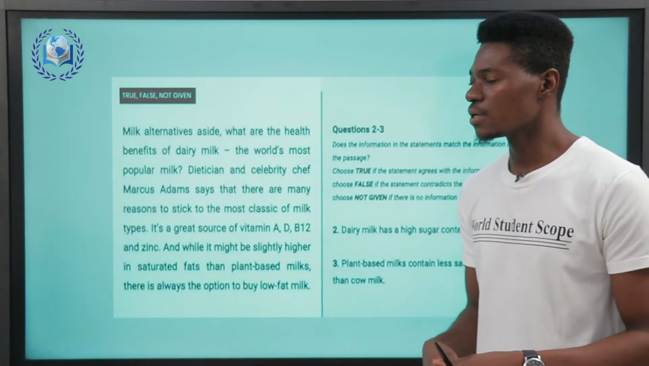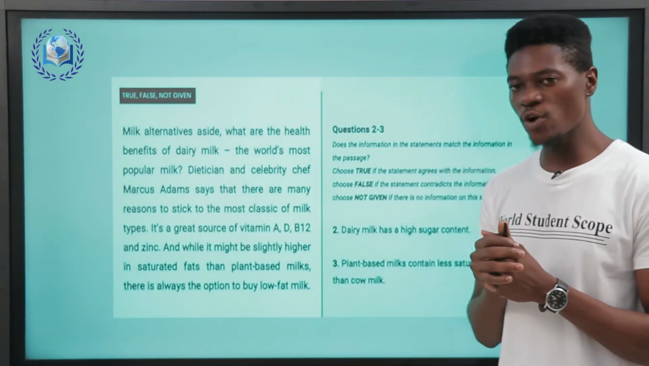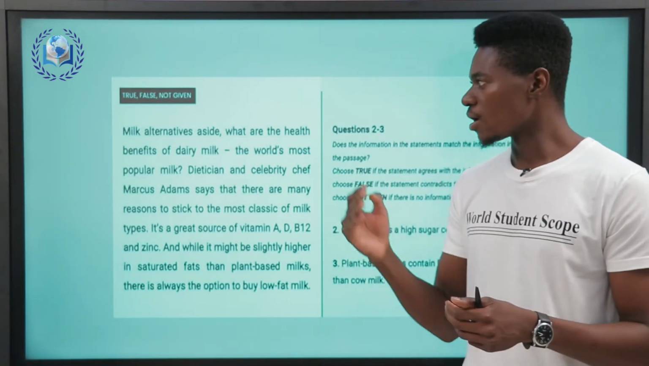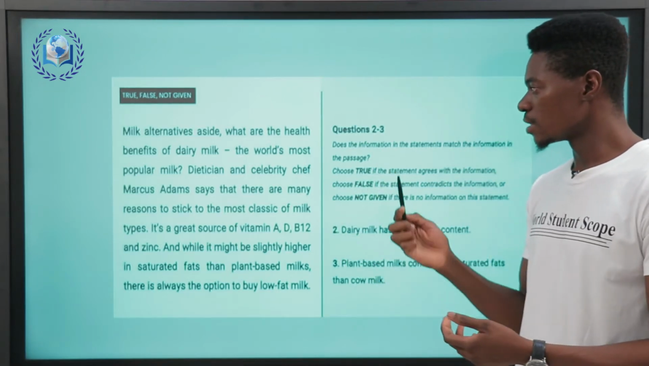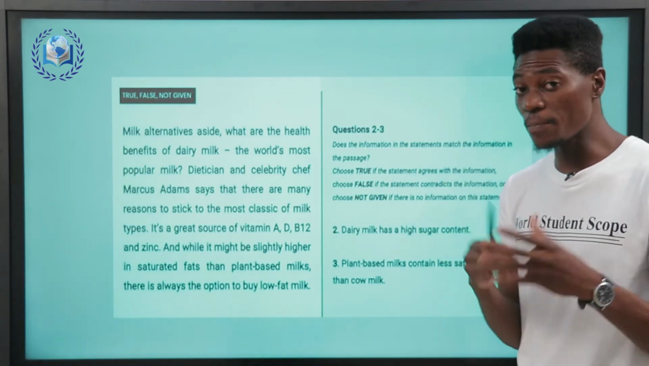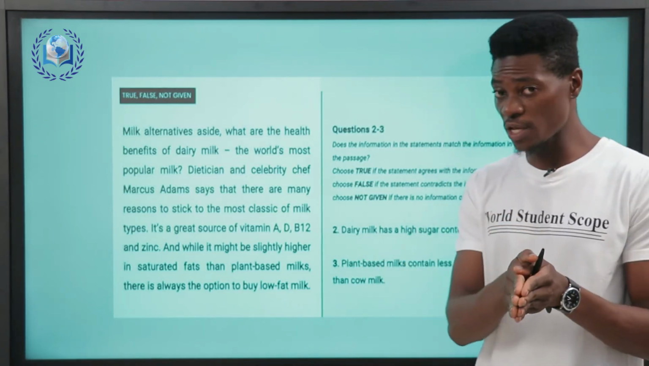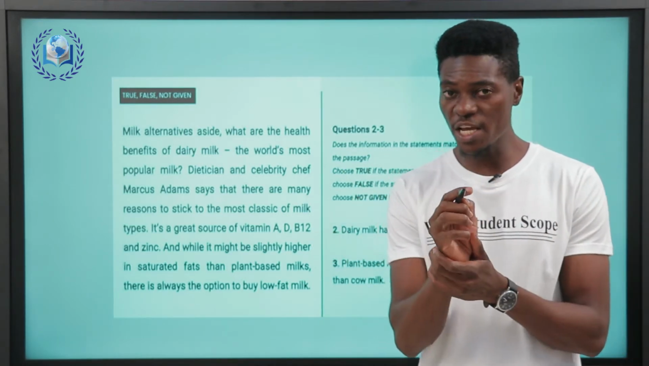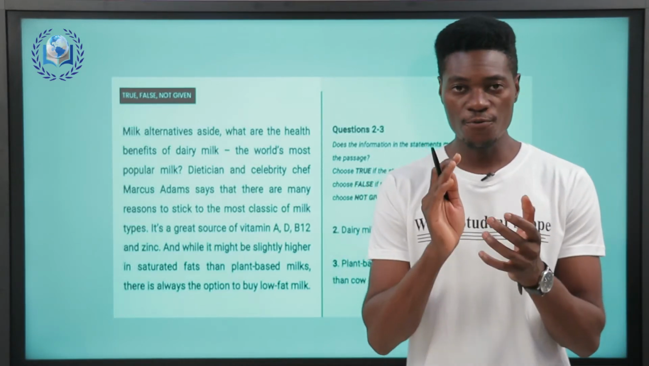Next question. Is it true, false, or not given? In this type of question, you have to be very careful in obtaining your answers. Let's read the question and have a look. For example, does the information in a statement match the information in the passage? Choose true if the statement agrees with the information. Choose false if the statement contradicts the information. And choose not given if there is no such information in the passage.